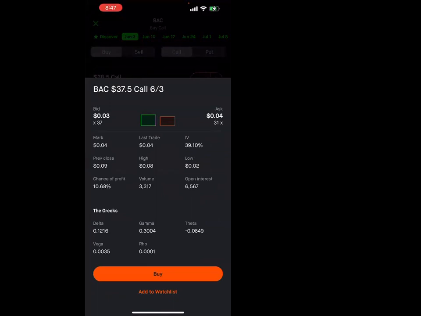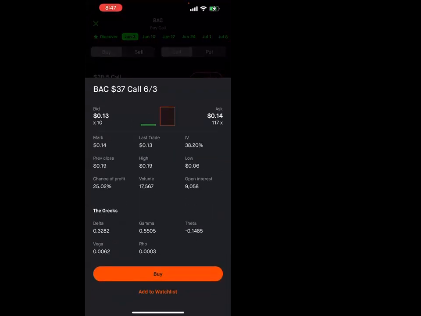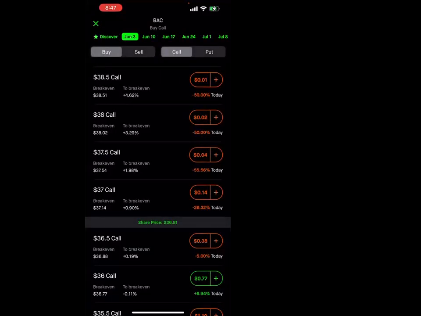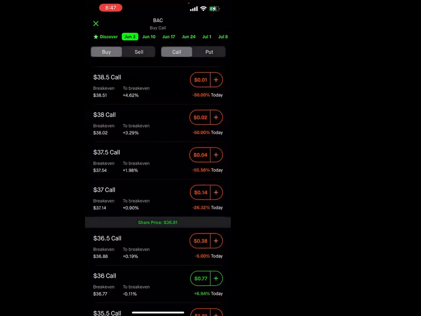30.0304, and look at your delta 1216. Look at this one. So do you get it? Like, as soon as this one goes right here, that's your Greeks. These Greeks right here turn into this one. Mm-hmm. You dig? So that's that.